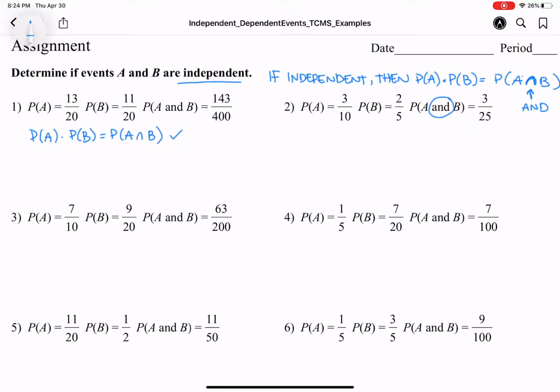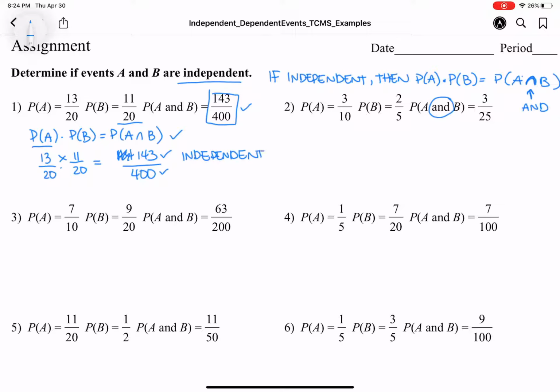So let's find out. Well, what is the probability of A? Well, that's 13 over 20 times the probability of B, which is 11 over 20. If I multiply it, is it going to give me this? 143 over 400. So I'm going to multiply straight across the top. 13 times 11 is 143, and 20 times 20 is 400. So this is correct when you multiply them. So that means that would make this independent.